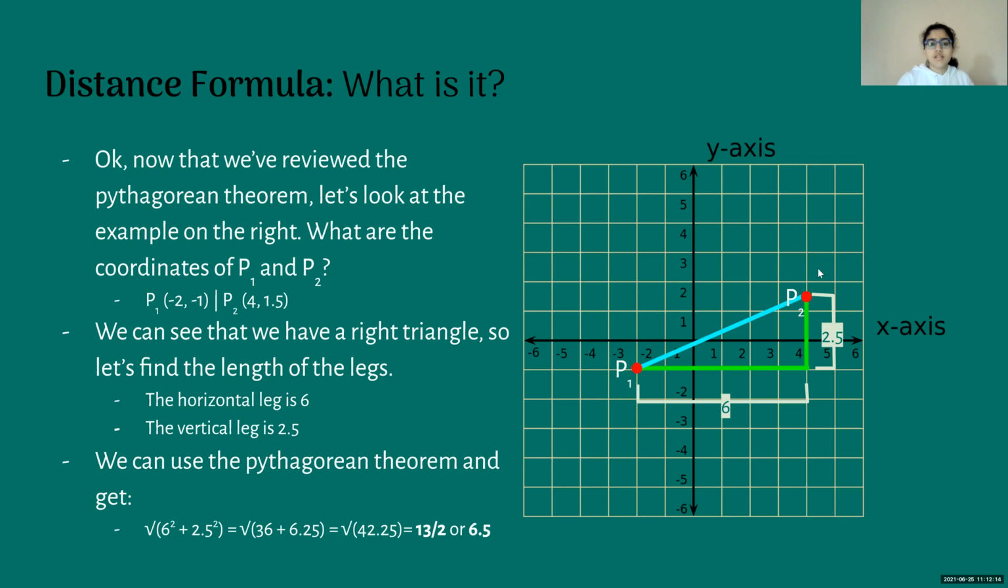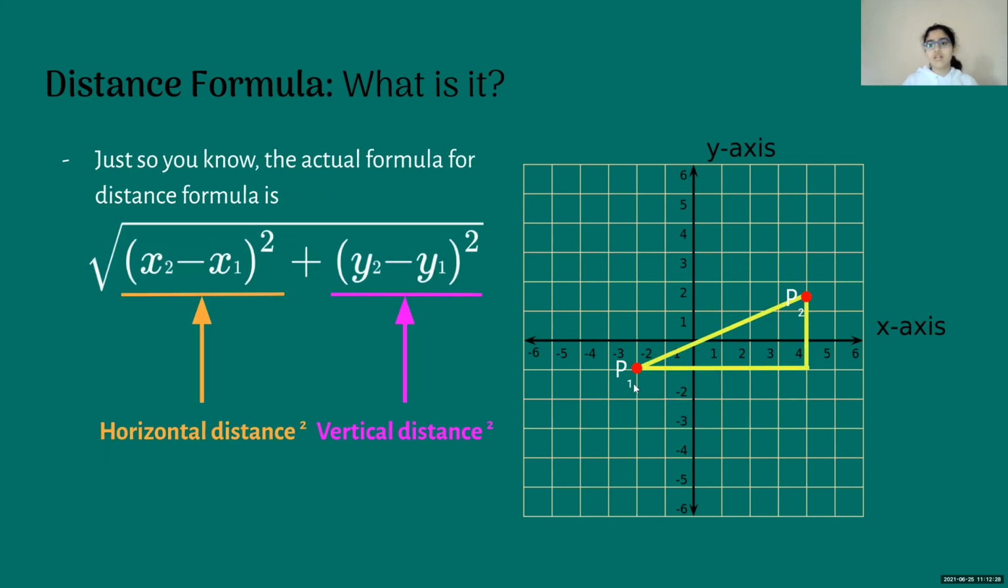Okay, so that means that the length of P1 to P2 is equal to 6.5, or 13 over 2. So that's basically using the Pythagorean theorem on the actual coordinate plane. So just so you know the actual formula, it's x2 minus x1, so the horizontal distance squared, plus y2 minus y1, or the vertical distance squared, and then the square root of that whole thing to find P1 to P2.